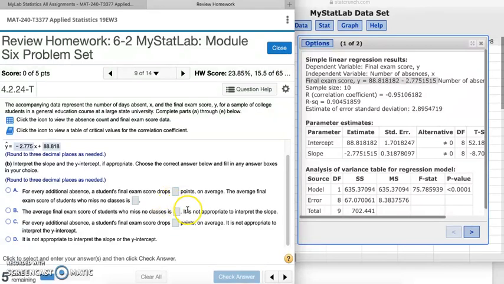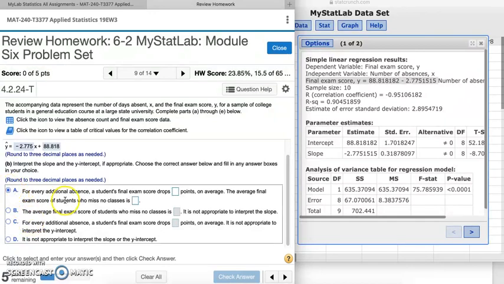So the one that says it is not appropriate to interpret the intercept, here in part C, we already know we're not looking at that. Excuse me for that. So C is not going to be the answer. In this case, the slope is also perfectly fine to interpret because it tells us how much of an impact those absences have. So we know that we're going to be interpreting both.